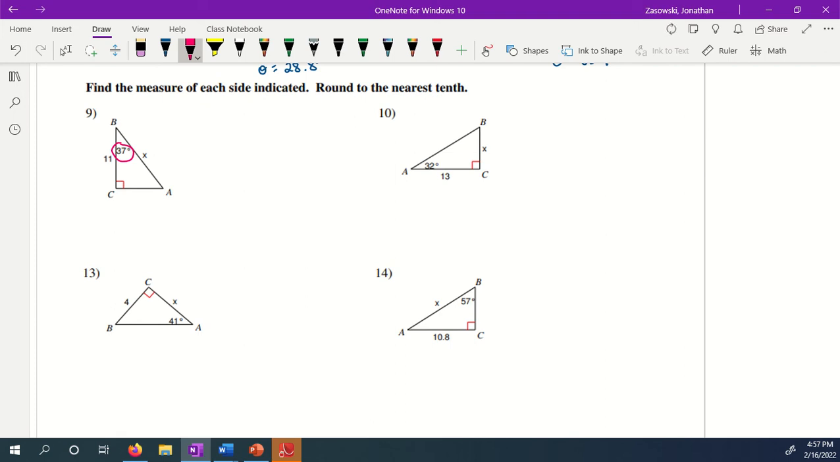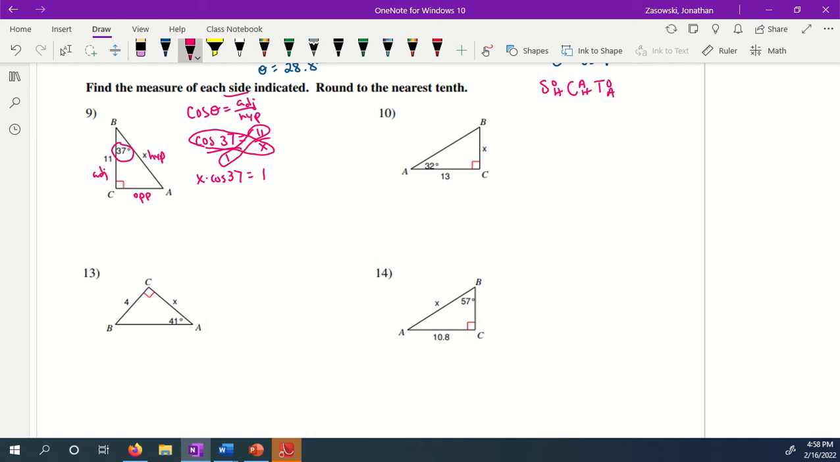Once again, we're going to label our sides. Here's opposite, here's adjacent, and here's our hypotenuse. Since we're using adjacent and hypotenuse in our SOHCAHTOA, that would be our cosine. So the cosine of the angle is equal to the adjacent over the hypotenuse. You don't have to write this every time, as long as you can fill that in for yourself. So cosine of 37 equals 11 over x. From here, whenever we're looking for a side, we cross multiply. So we get x times the cosine of 37 is equal to 11 times 1, so that's 11.